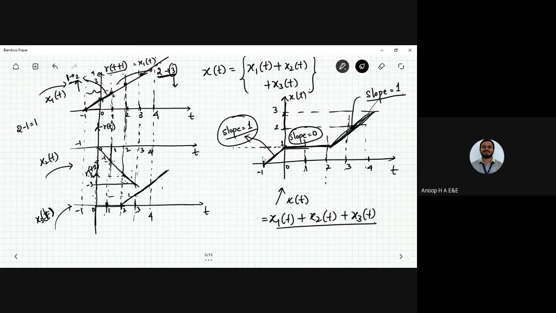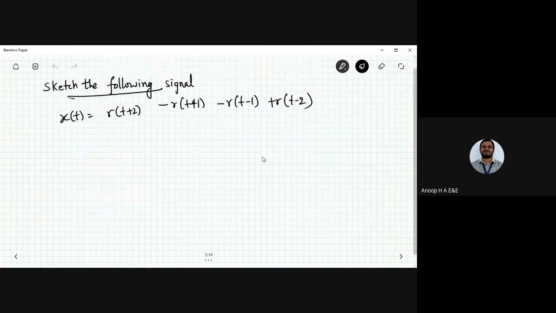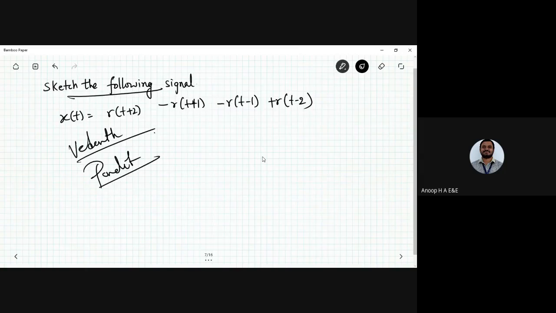Yes. So the next problem goes this way. Just a moment. Yeah. Fine. So this is let him solve it.